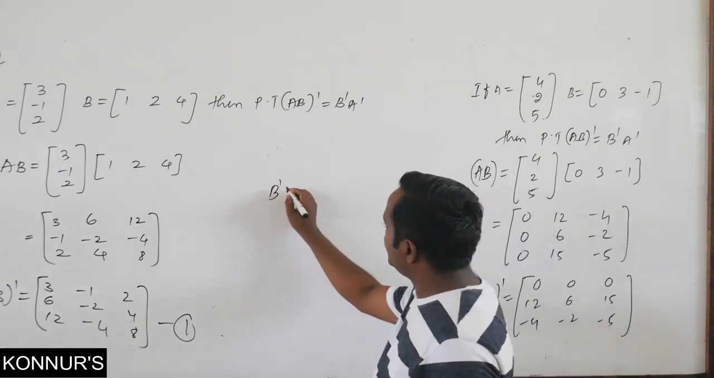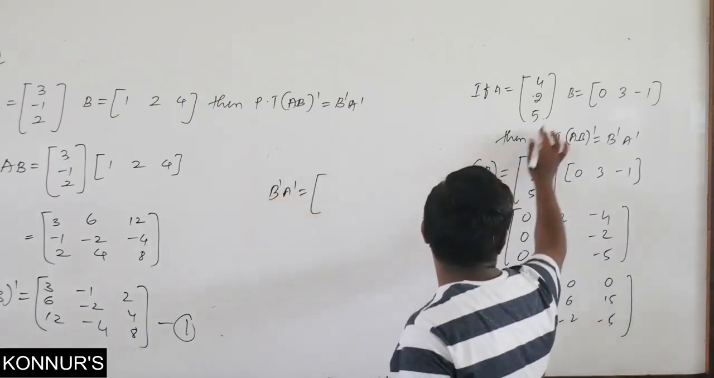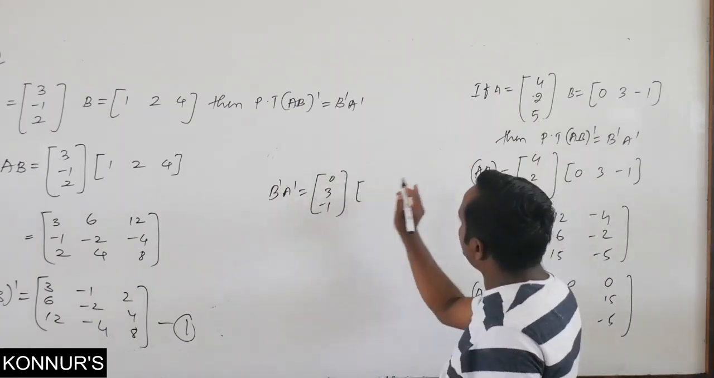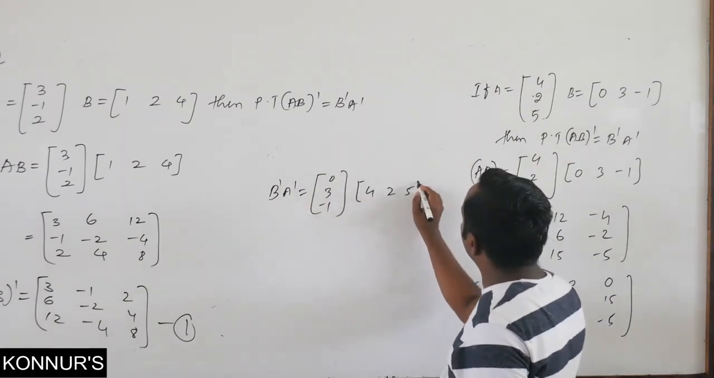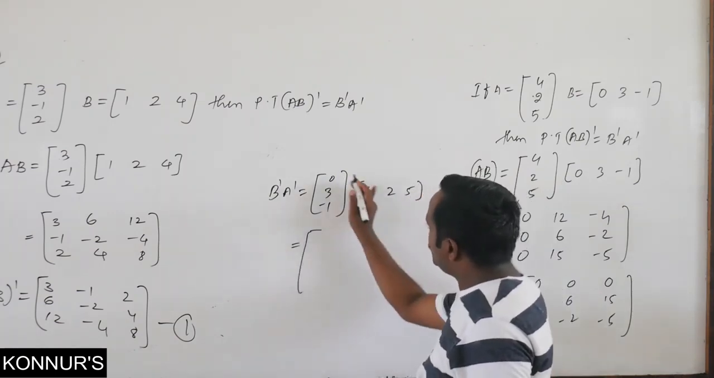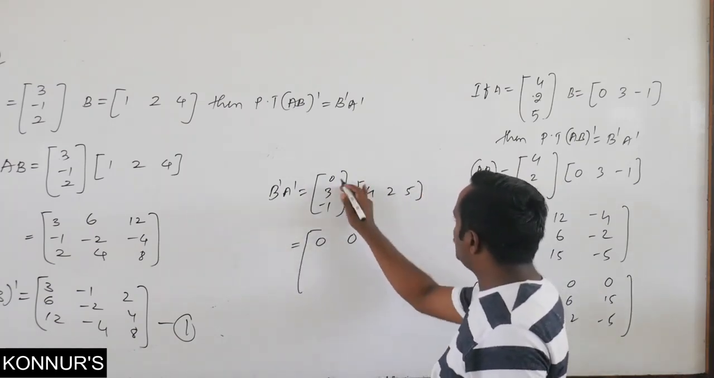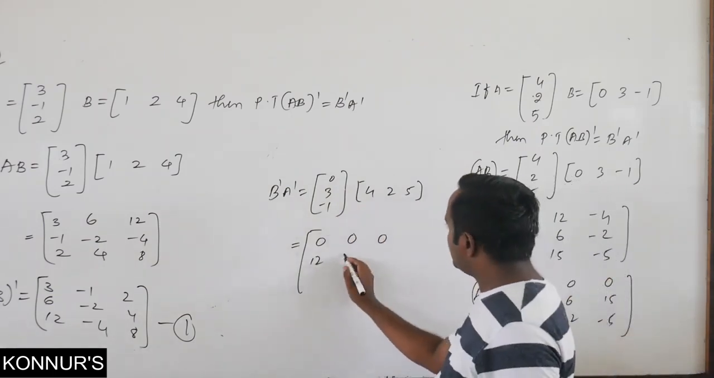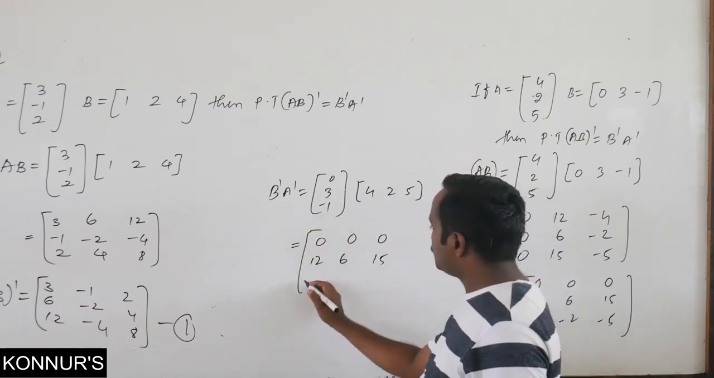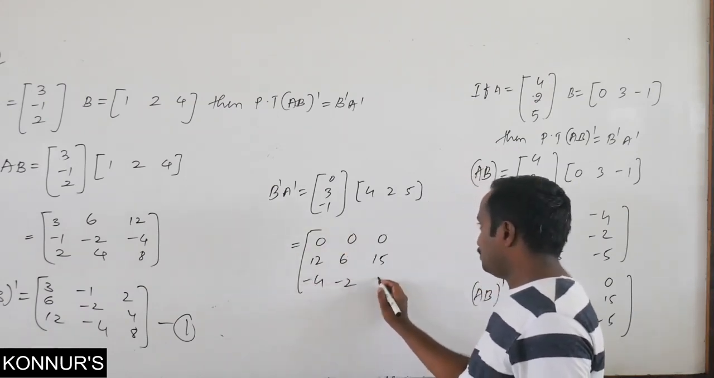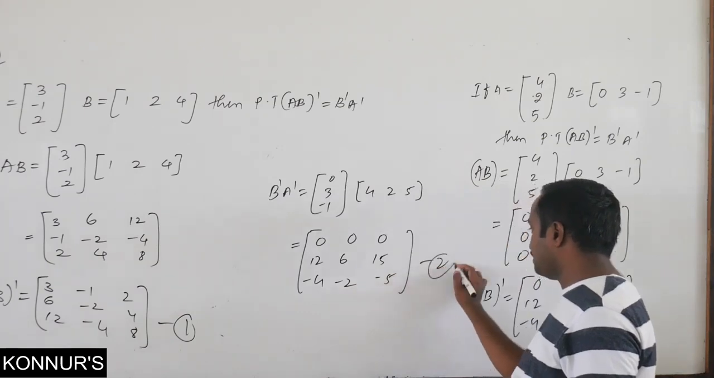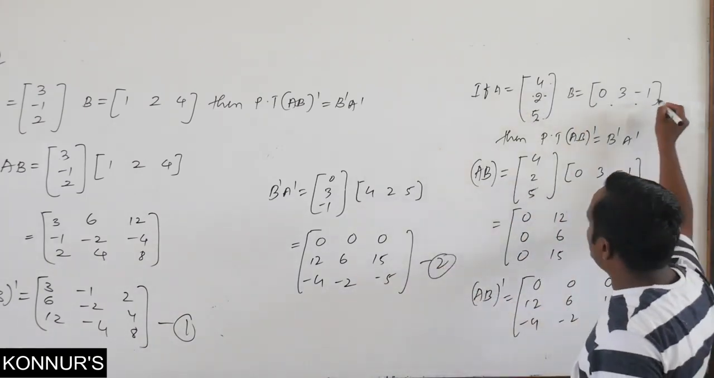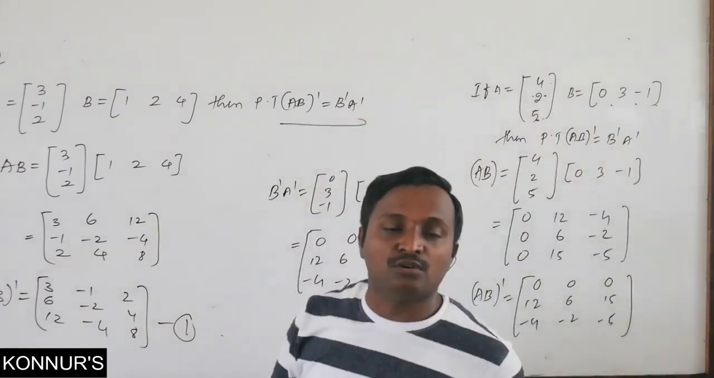Next, B'A'. What is B'A'? B' is 0, 3, minus 1. Row becomes column. Next, A', column becomes row. Now multiply. 0 into 4 is 0, 0 into 2 is 0, 0 into 5 is 0. Look at this, 3 fours are 12, 3 twos are 6, 3 fives are 15, minus 4, minus 2, minus 5. This is exactly the same. Elements may change, but the property stays the same.